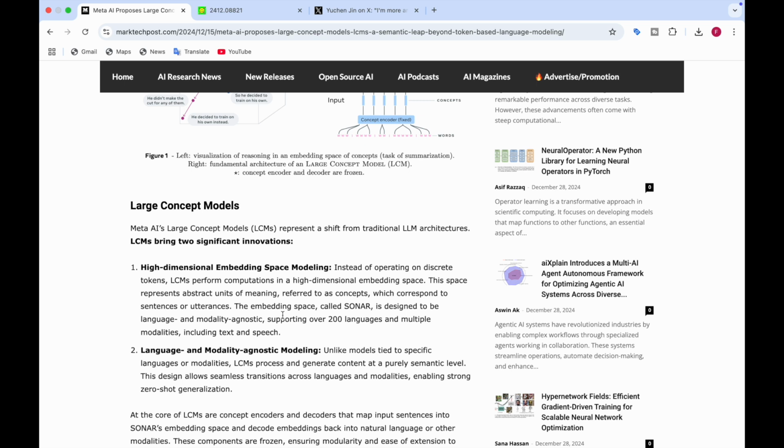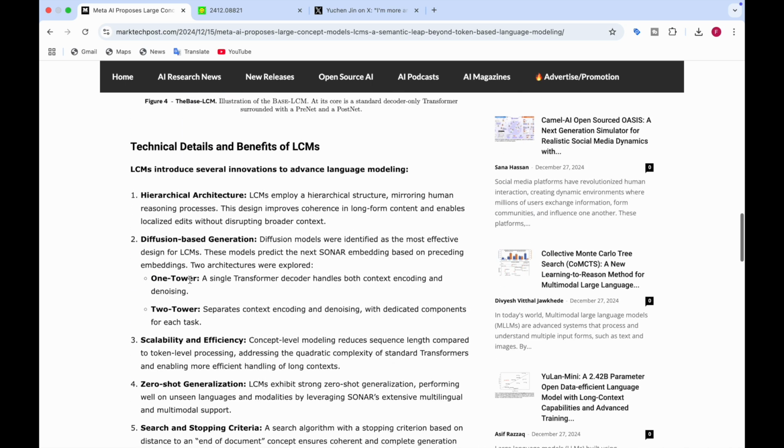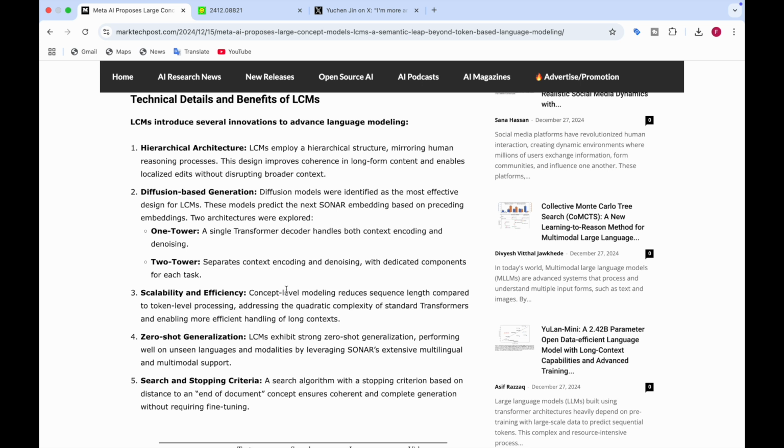And why does LCM matter? Why should we care about LCM, not LLM? Well, they tackle some of the biggest issues in traditional LLMs. Here you can see why LCM is better than LLM. First of all, they're more scalable, more efficient, and they generalize better across languages and modalities. Plus, their ability to process language at a concept level instead of a token level brings them a step closer to how humans actually think and communicate.